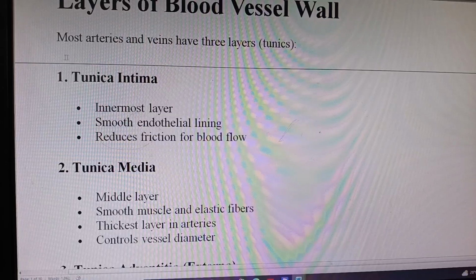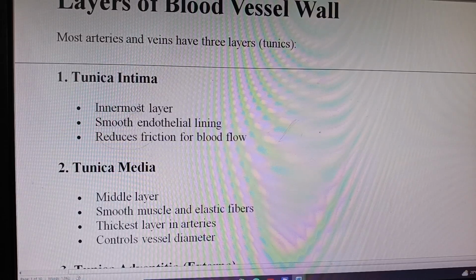Okay, next we will see the layers of blood vessels. Most arteries and veins have three layers. These layers we can also call tunics. The first layer is the tunica intima. The tunica intima is the innermost layer and it is covered with a smooth endothelial lining, which reduces the friction for blood flow. Because of the smooth endothelial lining inside the layer, the blood flows very easily.